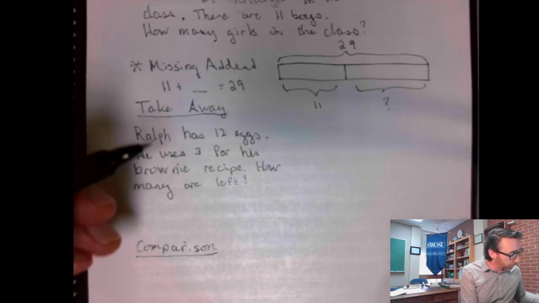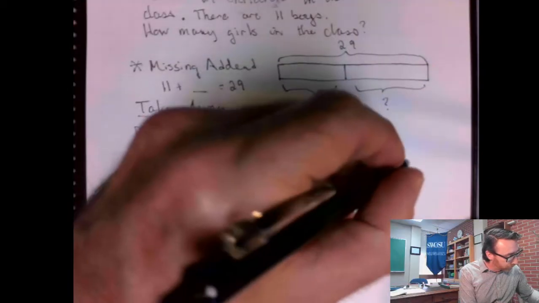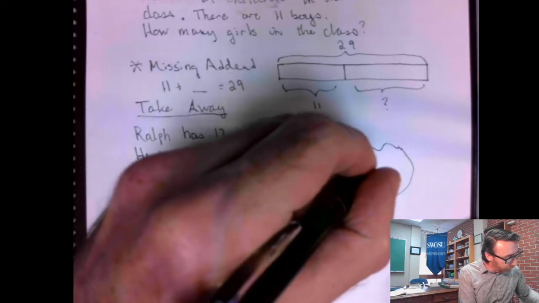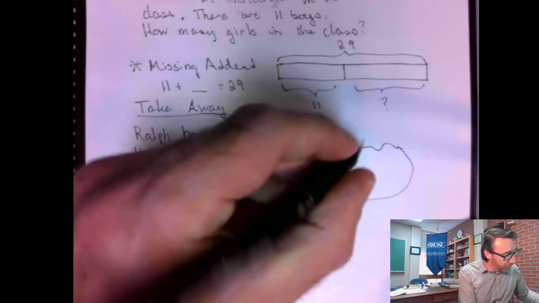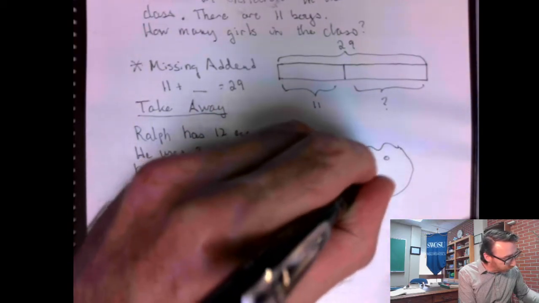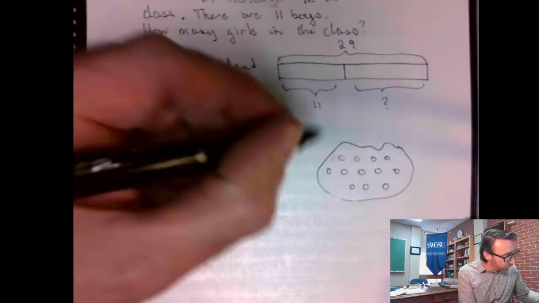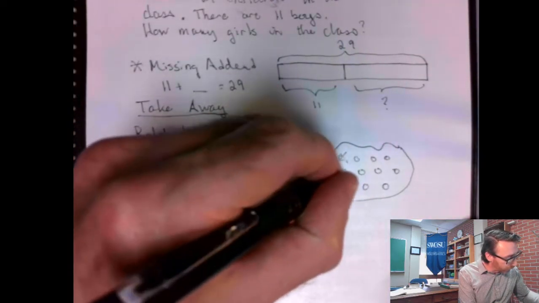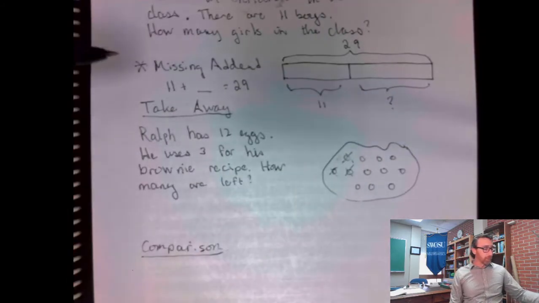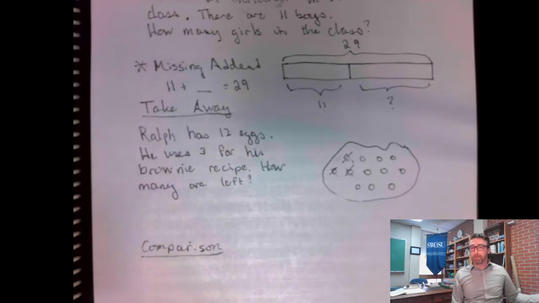We could very easily indicate this with a set model. 1, 2, 3, 4, 5, 6, 7, 8, 9, 10, 11, 12. So we have 12 there. We take away 3, and we see that there are 9 left.